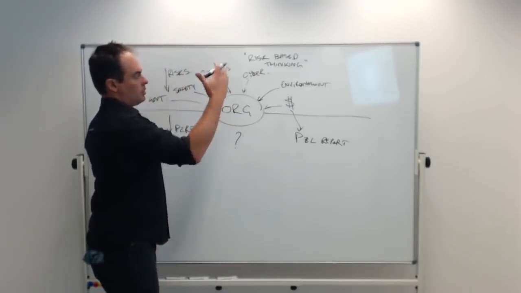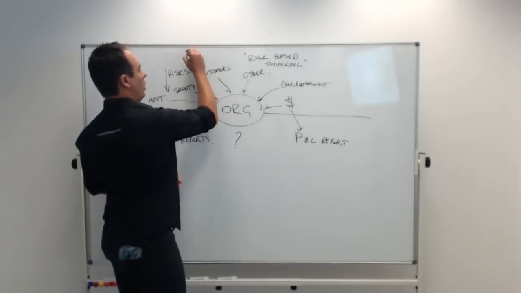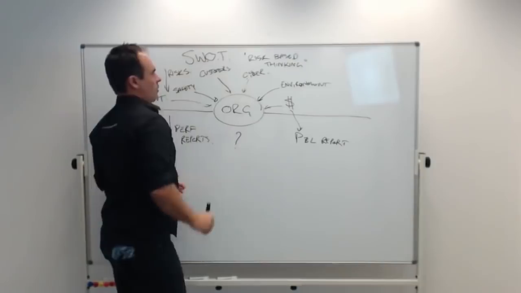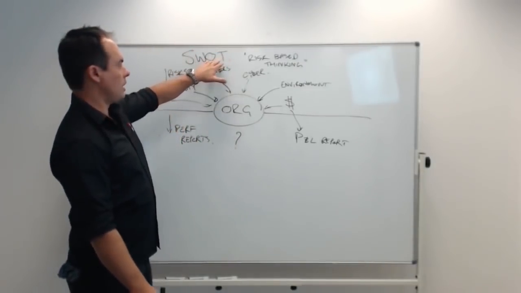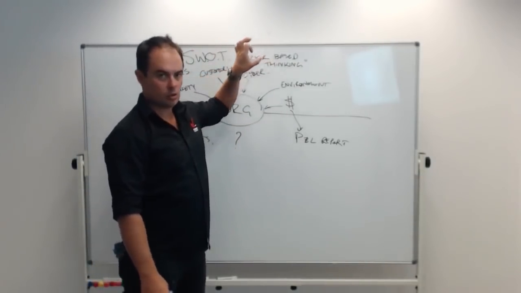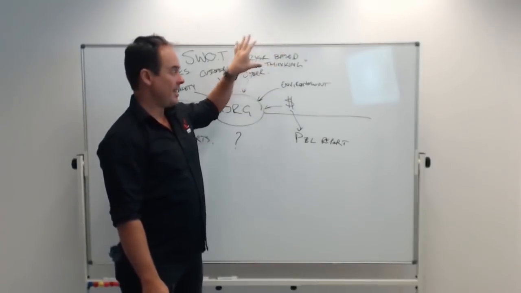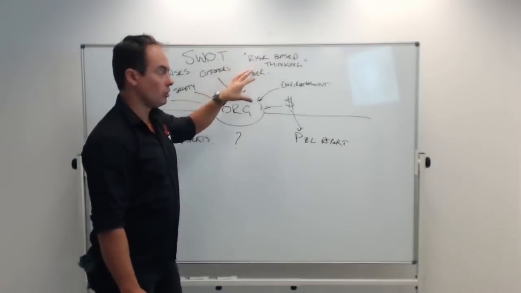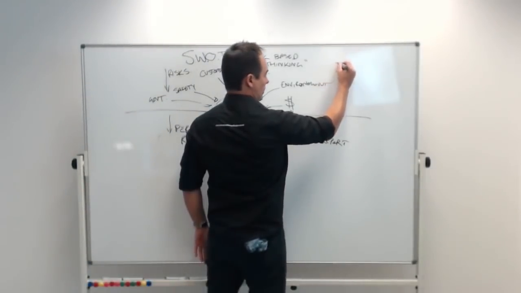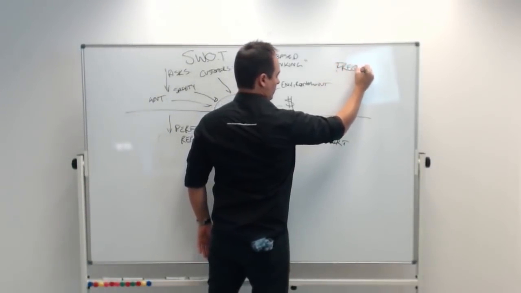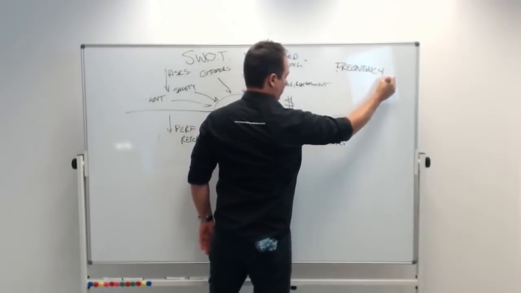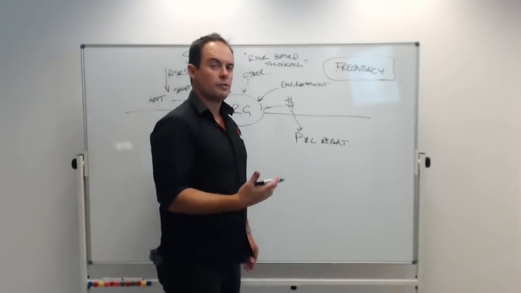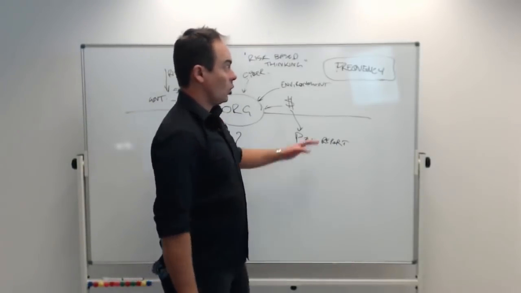But what I want you to be thinking about is this concept of a SWOT. Have you completed a SWOT? Strengths, weaknesses, opportunities, and threats. Have you captured your risks, and have you had your risk-based thinking? And more importantly, how often do you do that? So what's the frequency? Now, you can choose your frequency, but if you want my advice, I think quarterly.